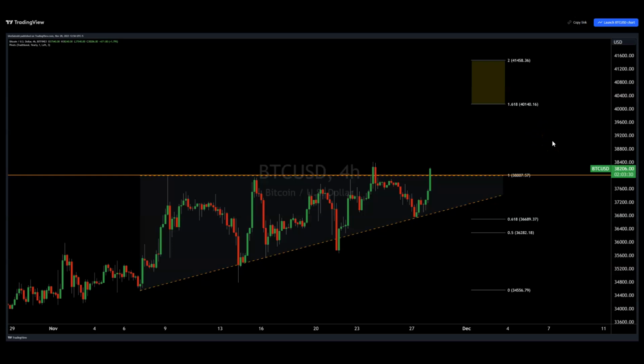For triangles specifically, they typically break out when three-quarters full. We're just about there. You can always measure that to the day or to the time point. I also like that we bounced and bounced and bounced on this over and over again.